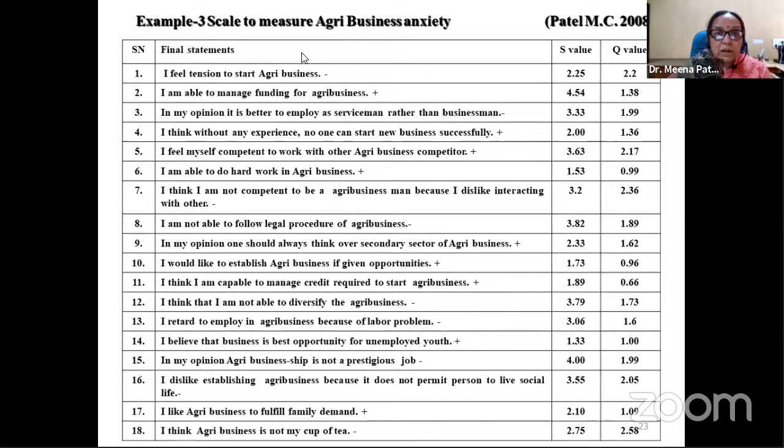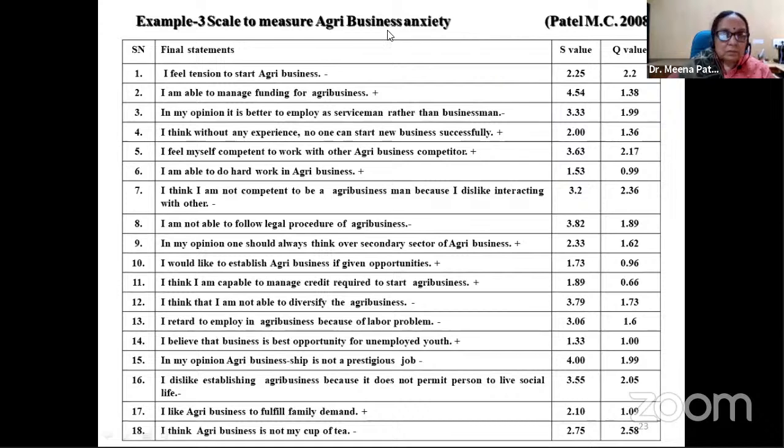That is their low level of self-confidence, low level of achievement motivation, parental background, parental income. A number of factors affect that. Also, postgraduates or people with more education don't go into business. They want a fixed salary income, employment. So they can't go for agribusiness. We can't say that it is a depression, but we can say that yes, it is their anxiety towards agribusiness. For that, 18 statements were finally selected with scale value and Q value.